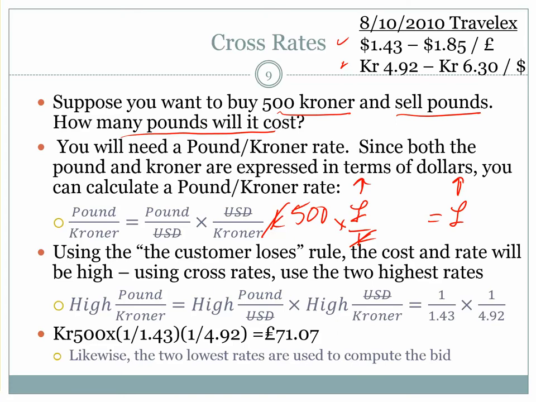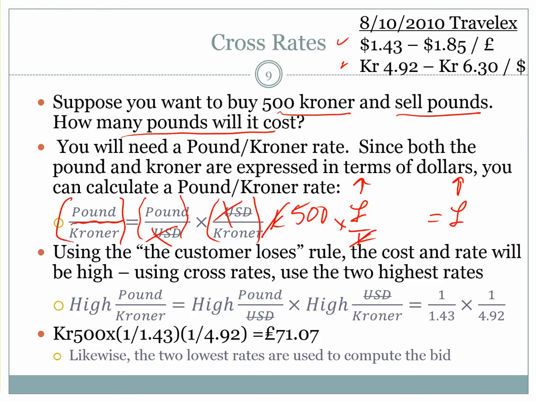Now we need to get a cross rate. How do I get the pound per crown exchange rate? Well, first, since the pounds are on top and the crown's on the bottom, I can multiply a pound per dollar exchange rate times a dollar per crown exchange rate. The dollars will cancel out, and I will get a pound per crown exchange rate.